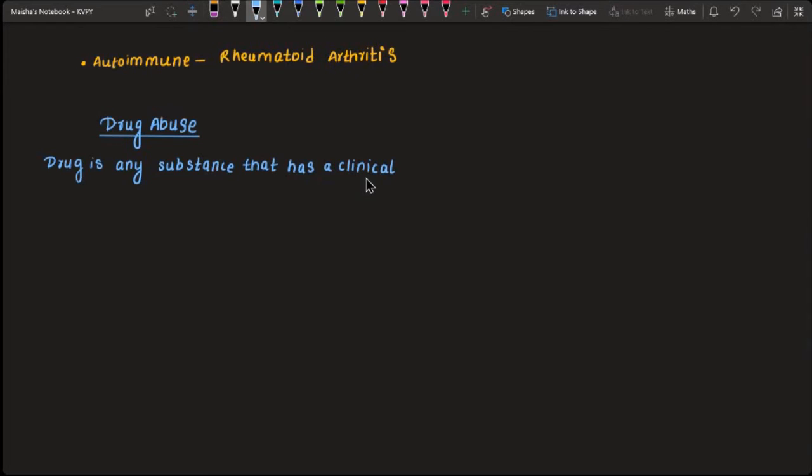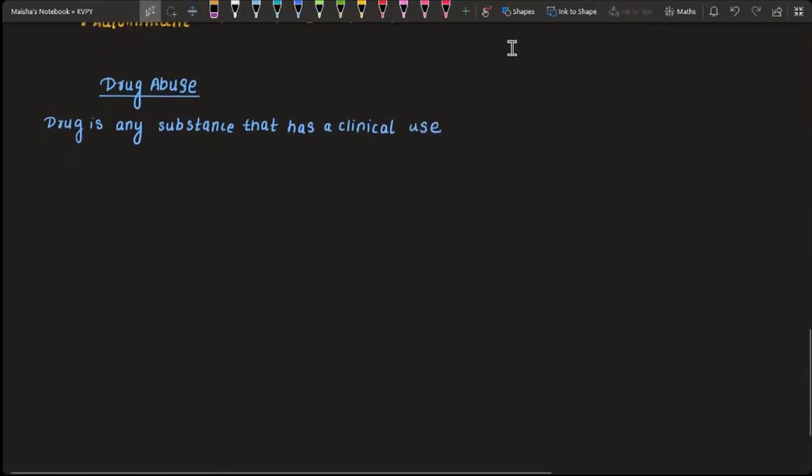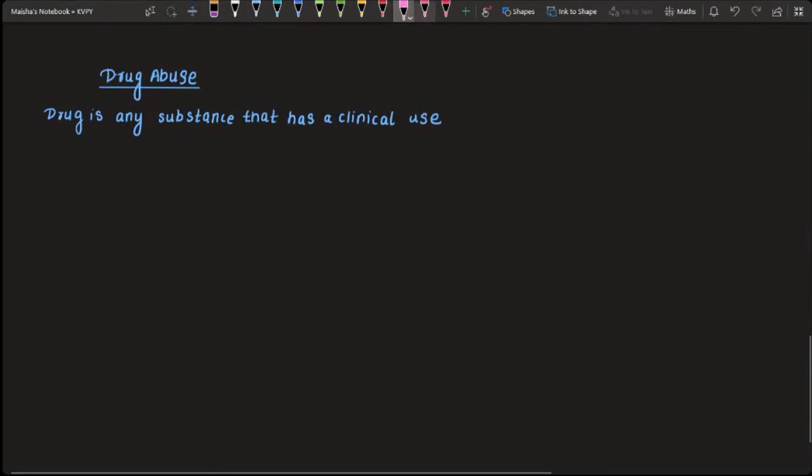People misuse these drugs for obtaining pleasure or for trying to combat insomnia or any kind of other problems, then it is termed as drug abuse. So non-clinical use of drugs is called drug abuse. There are various kinds of drugs which are misused by people. The first one is opioid. Most of these drugs which I'm going to talk about affect the nervous system of the body.